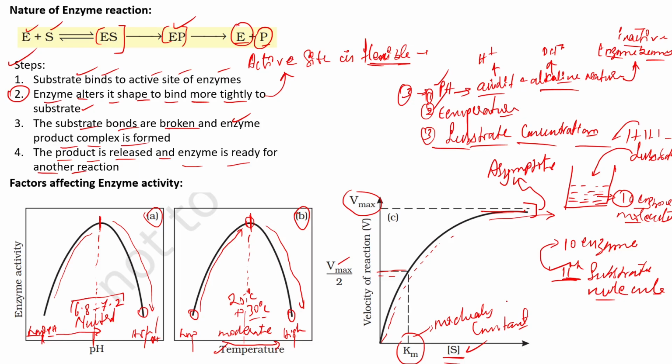But one thing is absolute: the rate of reaction increases only up to a certain extent, beyond which there will be no increase. Even if the substrate concentration increases beyond the enzyme concentration, there is no increase in the rate or velocity of the reaction. This is the ultimate takeaway from what we have discussed.